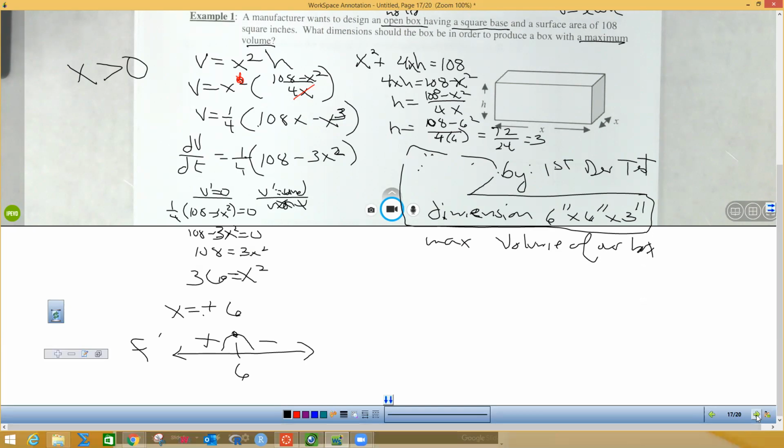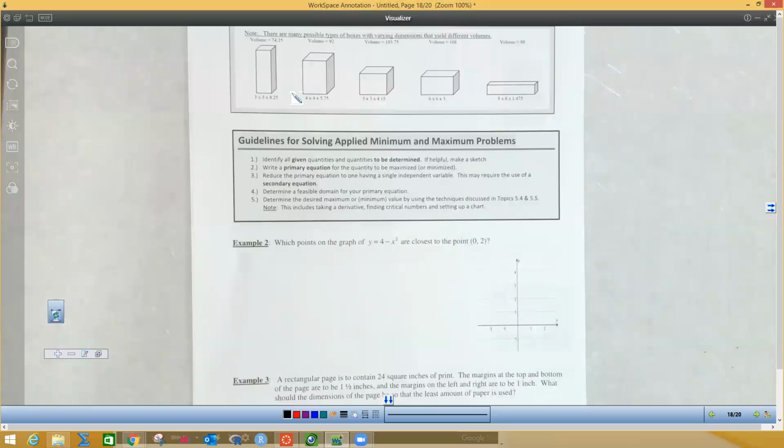Okay, going on to the next page. All right, so they're showing you here that we can have different sizes of boxes. Okay, so like it says in the directions there, there are many different possible types of boxes with varying dimensions, which give you different volumes.